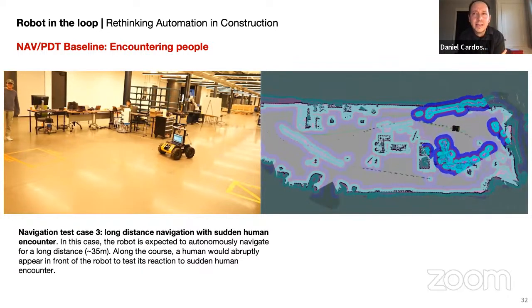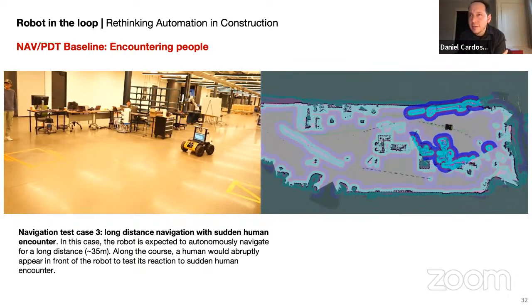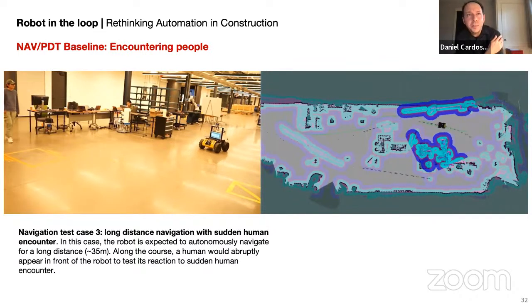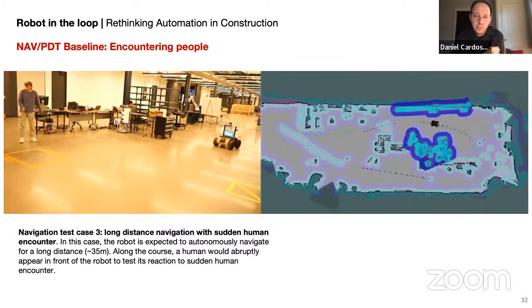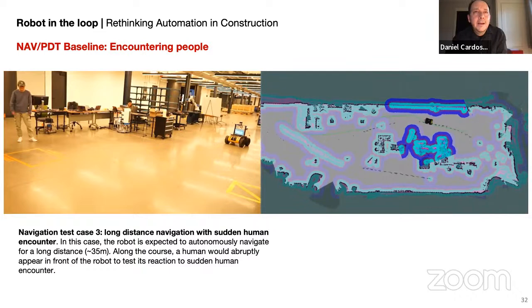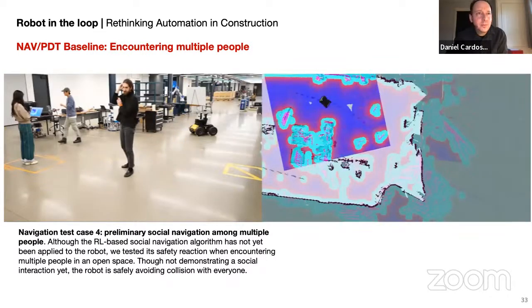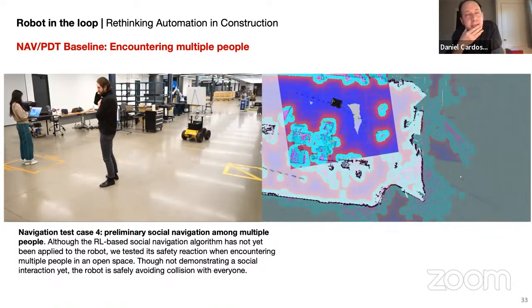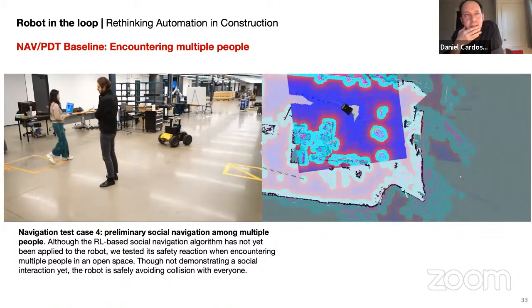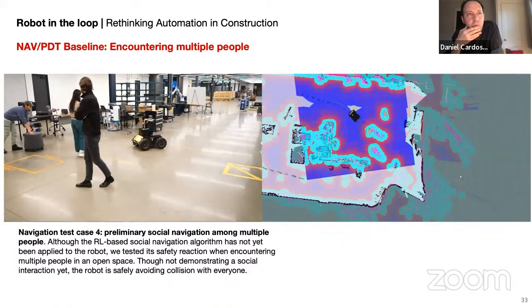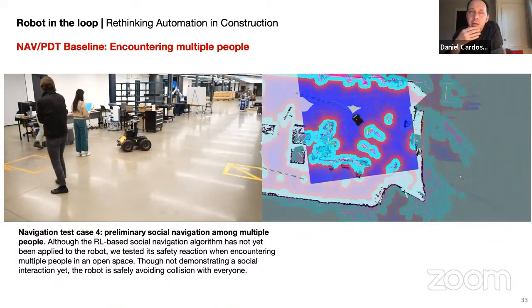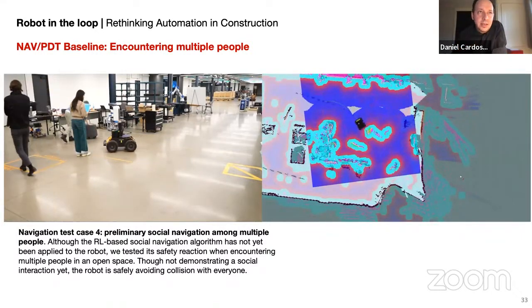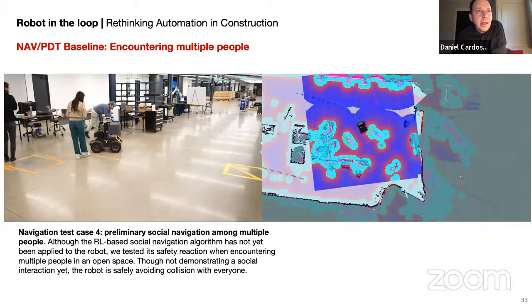Here we can see the robot's own map, finding its way in a longer trajectory. I'm mindful of time, so I'm going to go a little quickly. Here we see the robot's first attempts to move around groups of people. In general, these tests have been successful.